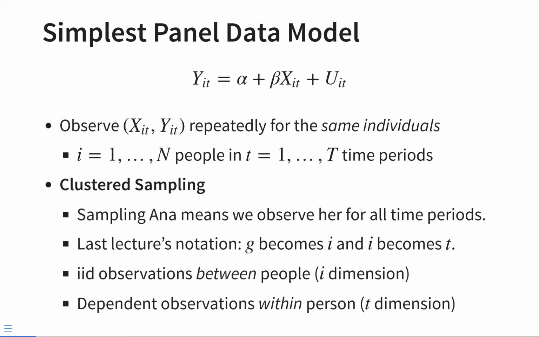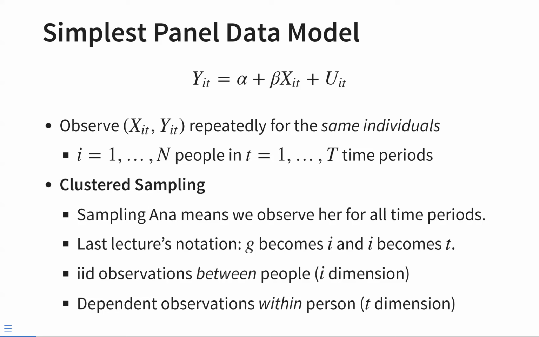So I have a very simple linear model here. Yit equals alpha plus beta xit plus uit. The index i denotes people, and i runs from 1 to capital N. And t, that index denotes time. That runs from 1 to capital T. So we're observing multiple people in multiple time periods.